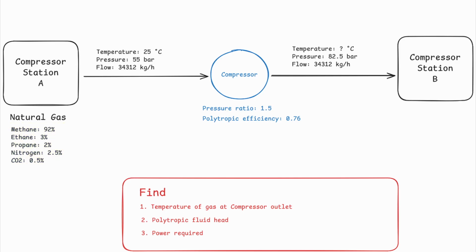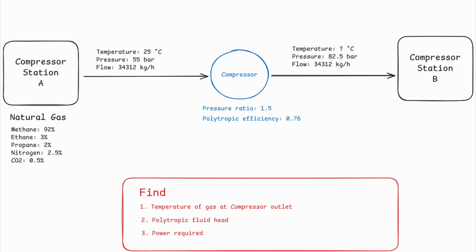The compressor itself is defined by two key parameters: a pressure ratio of 1.5, meaning the outlet pressure will be 1.5 times the inlet, and a polytropic efficiency of 0.76 or 76%. This efficiency is crucial for calculating the power required. This gives us a target outlet pressure of 82.5 bar. The flow rate remains the same, but the temperature is our first unknown.